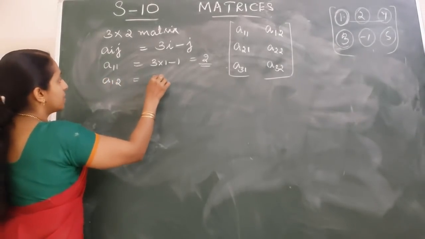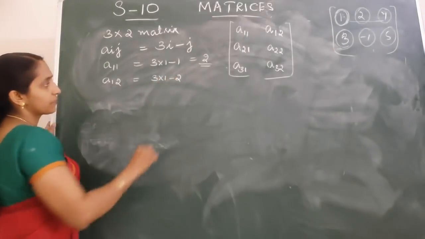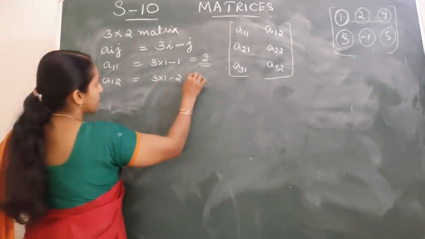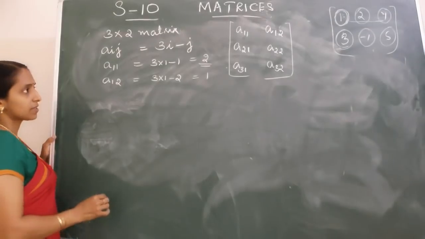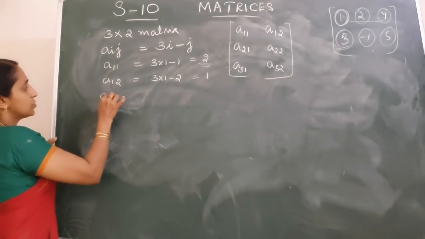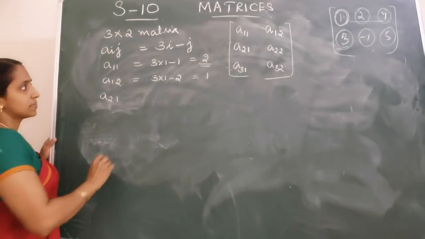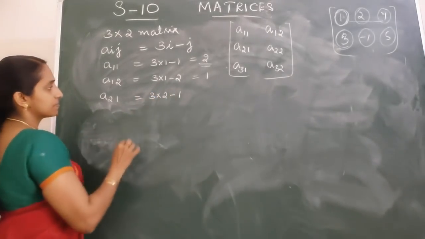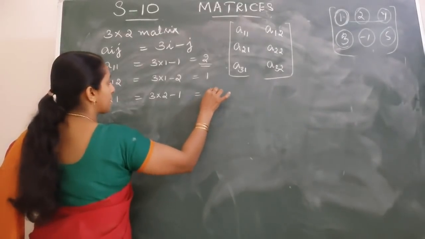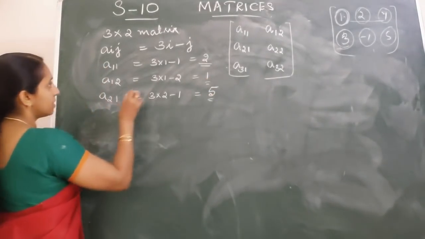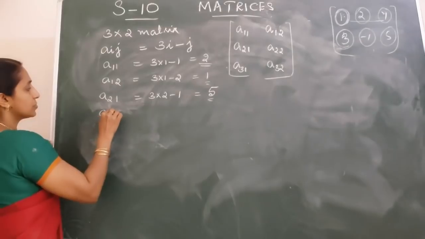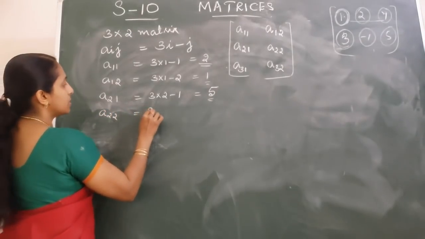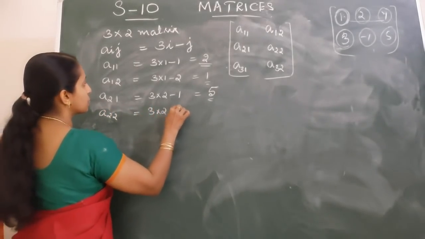3 into 1 minus 2. What will you get? 3 minus 2, 1. Then A, 2, 1: 3 into 2 minus 1, 5. Then A, 2, 2: 3 into 2 minus 2, 4.